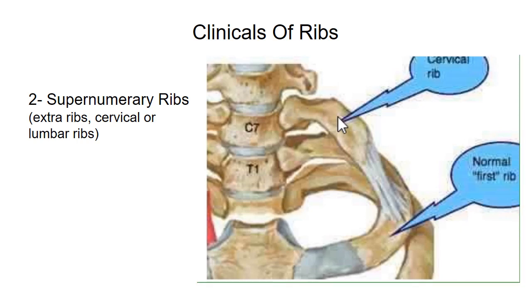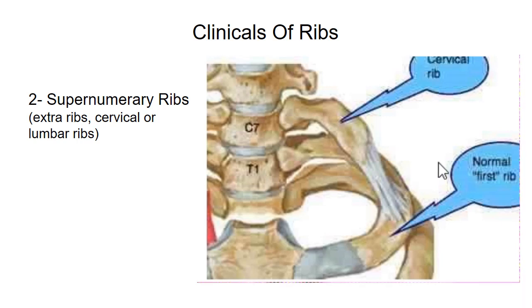This rib basically arises from the anterior tubercle of the transverse process of the 7th cervical vertebra. It may have a free anterior end, or it may be connected to the first rib by a fibrous band. This is the fibrous band through which this cervical rib is connected to the first rib.